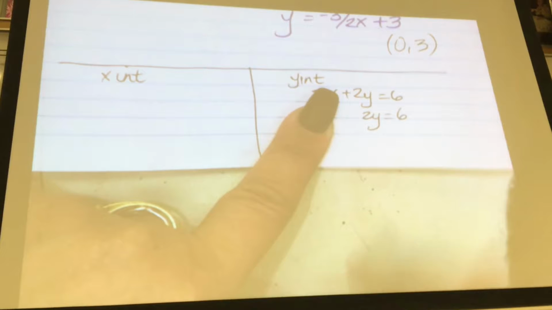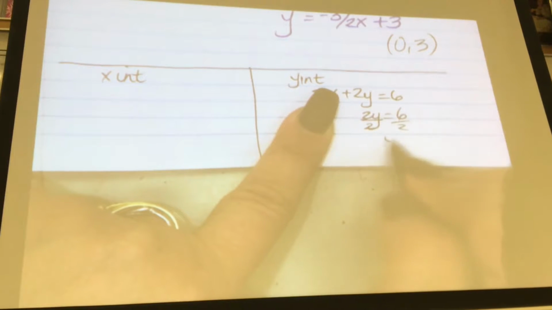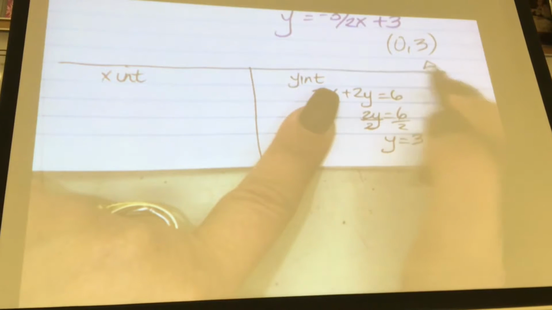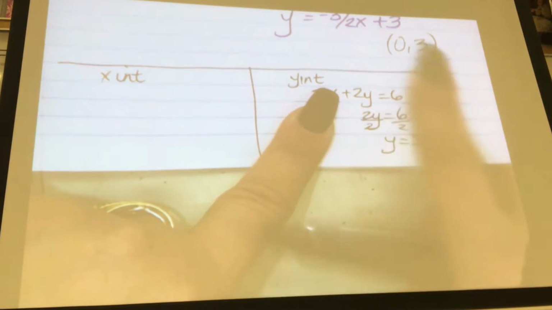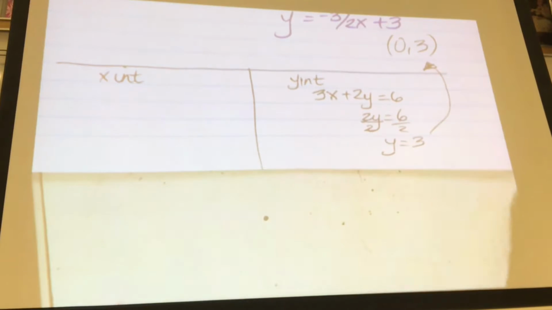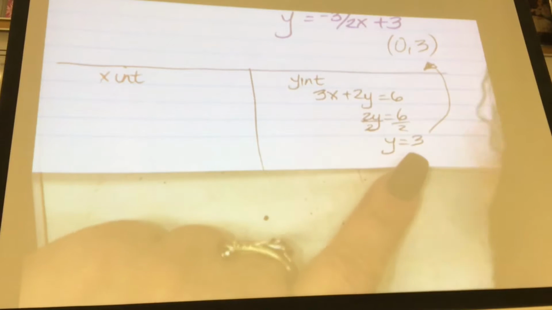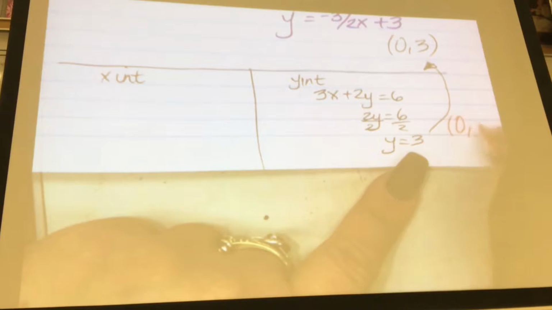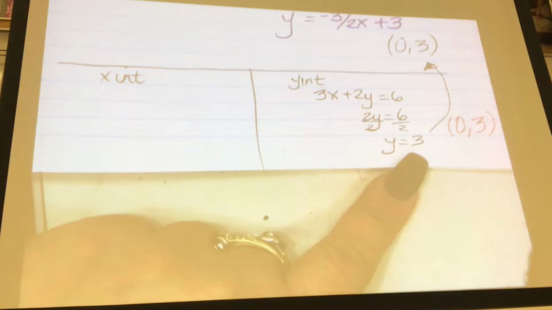2y equals 6. Now how do I solve for y? Divide by 2. And what do you get? Y equals 3. It's the same thing. Do you see that? So my actual answer, remember, I don't leave it as y equals 3. I say the y-intercept is (0, 3). What do you guys think? So far so good?